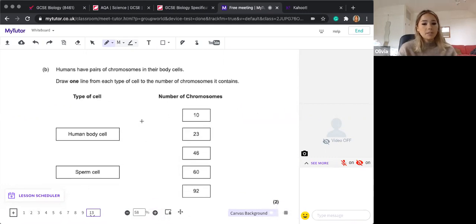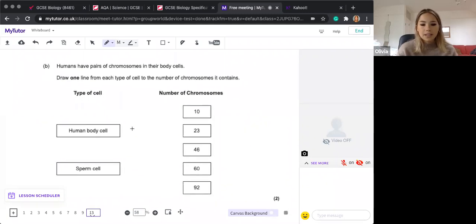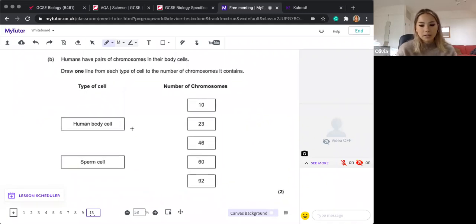Humans have pairs of chromosomes in their body cells. Draw one line from each type of cell to the number of chromosomes that it contains. So how many does a human body cell contain and how many does a sperm cell contain? Okay, well done everyone who said 46 for the human body cell, and the sperm cell would be 23.